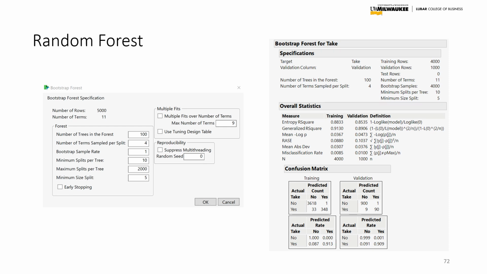Here I'm implementing a random forest. For the loan example, I went with 100 trees in the forest. There are 11 terms in this example. Divided by 3 is approximately 4 terms using that rule of K divided by 3. I'm not going to try different hyperparameter choices. We'll just go with this. We're just getting a sense of how the random forest performs versus the other methods that we have done up to this point in time. We get an output. We can save the prediction formula.